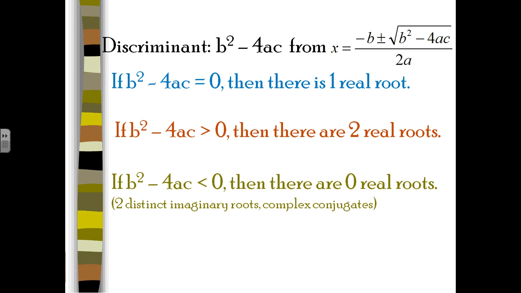And then if b squared minus 4ac is less than 0, there's going to be 0 real roots. But instead, you get 2 distinct, meaning different, imaginary roots. And what you're also going to know is that they are complex conjugates of each other. Okay? So we're going to do a lot of testing to see what kind of roots we end up getting just using our discriminant.